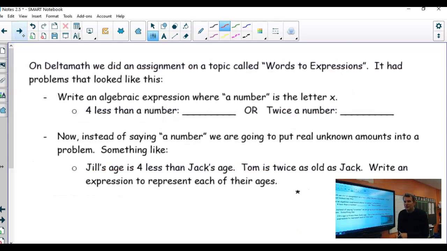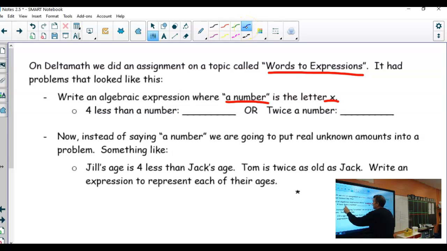First of all, this is not on your notes, but I just wanted to show you this. On Delta Math, we have already done, I think, a couple assignments on a topic called words to expressions. It had problems that look like this. Write an algebraic expression where a number is the letter x. And so they gave you examples like 4 less than a number. Let's see, less than, that means subtraction. If I want 4 less than something, I start with x, my number, and I subtract 4 from it. This is the type of thing we did on Delta Math.